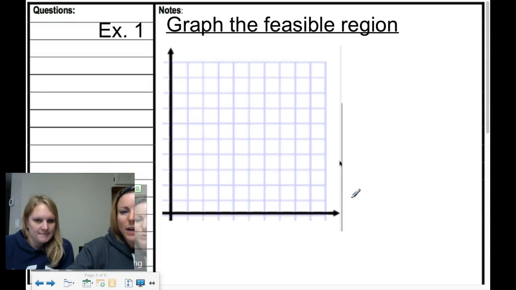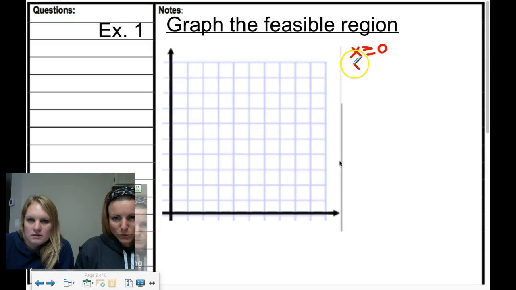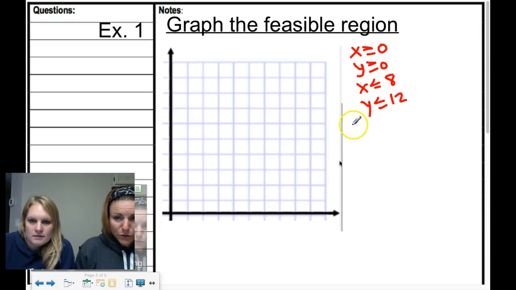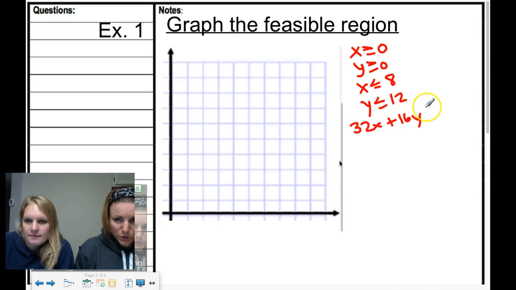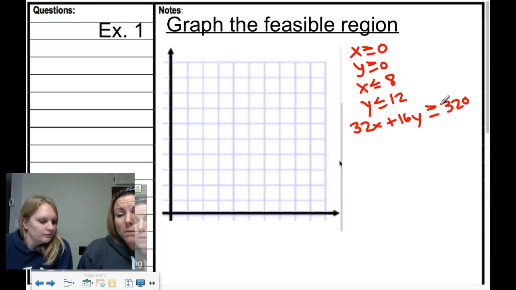What we have to do right now is write the constraints up there. I'm going to tell you right now: x greater than or equal to 0, y greater than or equal to 0, x is less than or equal to 8, and you should be writing this down. Y is less than or equal to 12, and then 32x plus 16y is greater than or equal to 320. Now, this feasible region is really important because in these problems, you need vertices, and if you don't graph it right, you won't get the right vertices.